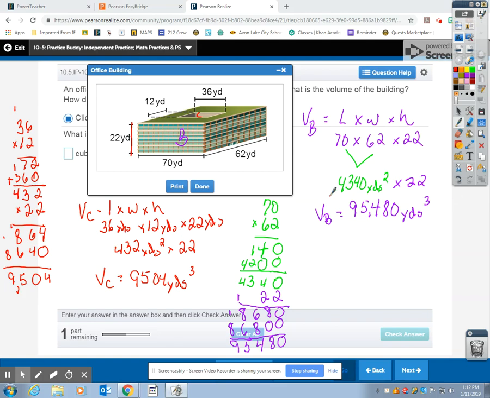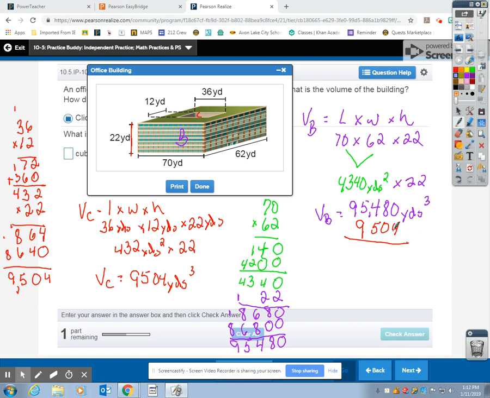Now I have to subtract. I need to take 95,480, the volume of the entire building, and subtract from it this big hole that I have here. So we are going to go ahead and do that right now. 9 here, 5 here, 0 here, and 4. And let's go ahead and subtract those.